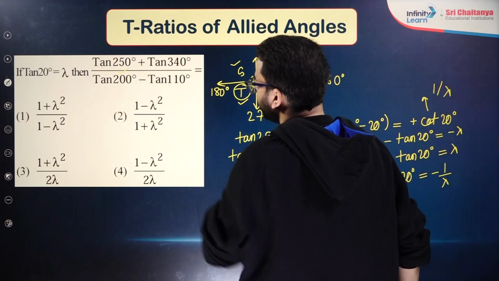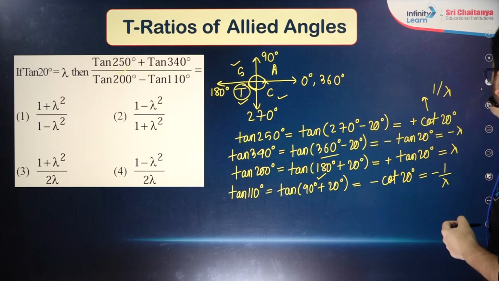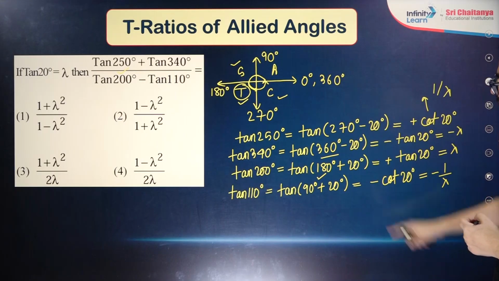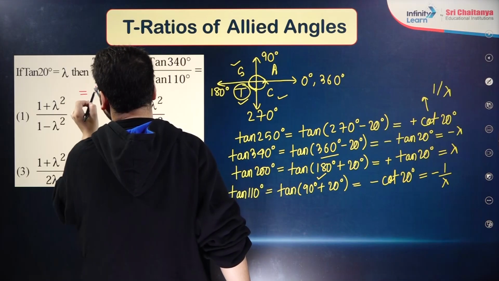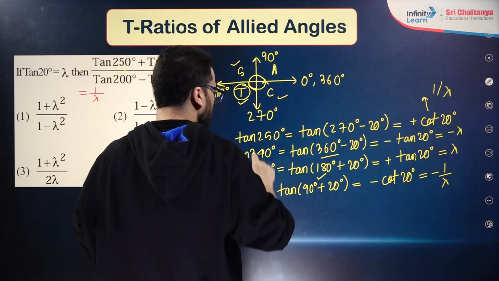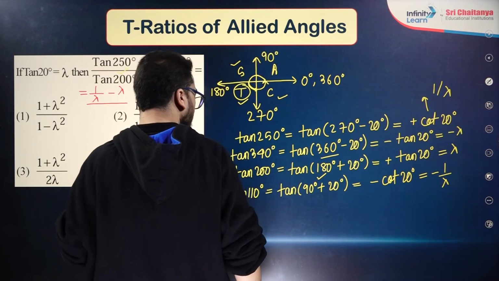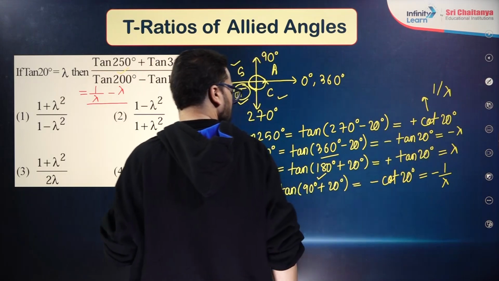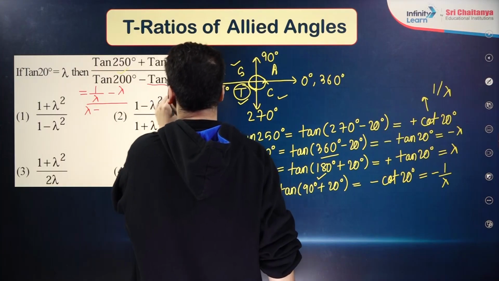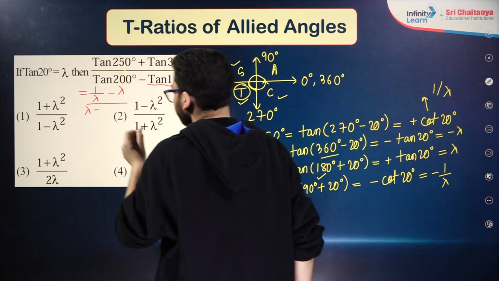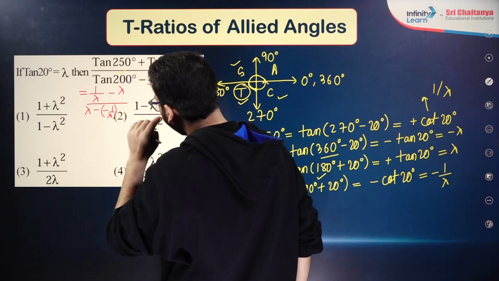So you see tan 250 is what? Maybe I'll put it over here itself. See that, guys. So tan 250 over here, we are getting 1 by lambda. So just put it over here, 1 by lambda. And then tan 340 over here is minus lambda. So minus lambda. And in the denominator, tan 200 over here, we have got lambda only. That is lambda. Let's put it. And then minus is there. Tan 110 we have got equal to minus 1 by lambda. Minus 1 by lambda. So if you simplify it, what will you get?